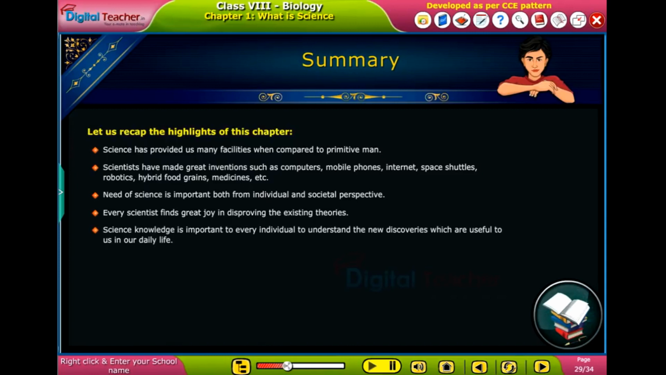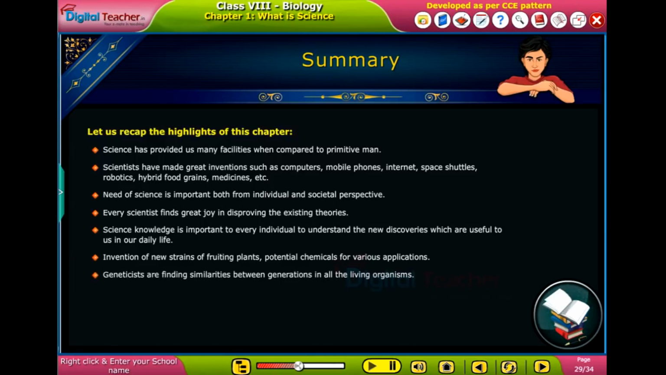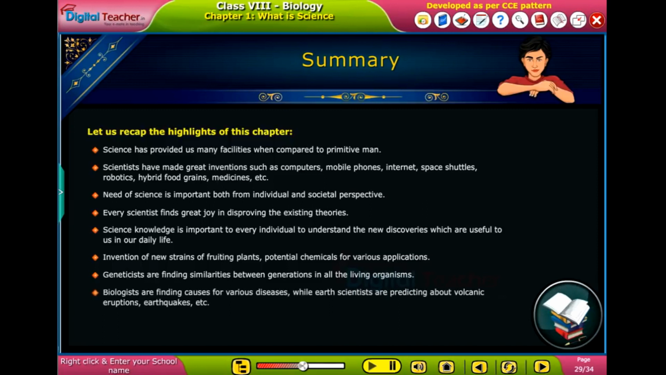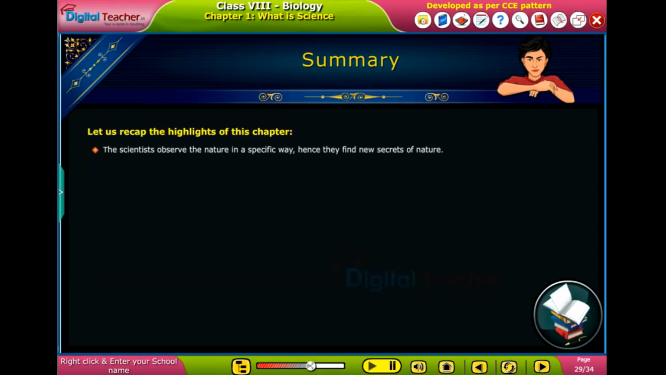Science knowledge is important to every individual to understand the new discoveries which are useful to us in our daily life. Invention of new strains of fruiting plants, potential chemicals for various applications, geneticists are finding similarities between generations in all the living organisms, biologists are finding causes for various diseases, while earth scientists are predicting volcanic eruptions, earthquakes, etc. The scientists observe nature in a specific way. Hence, they find new secrets of nature.